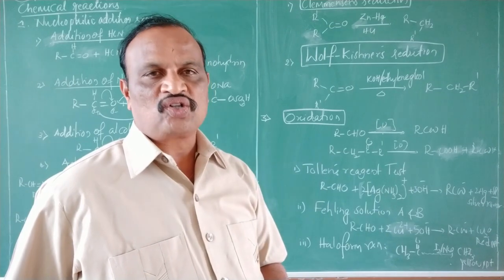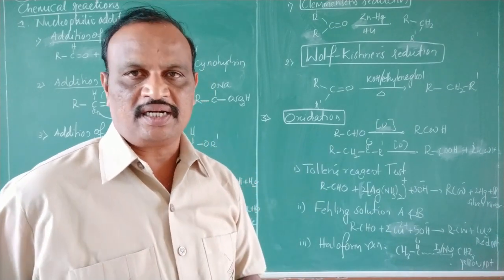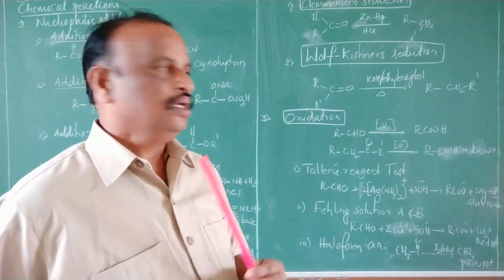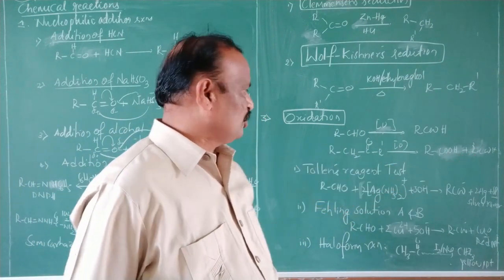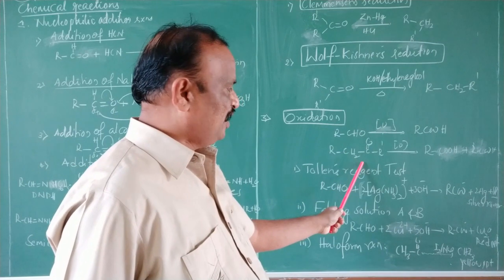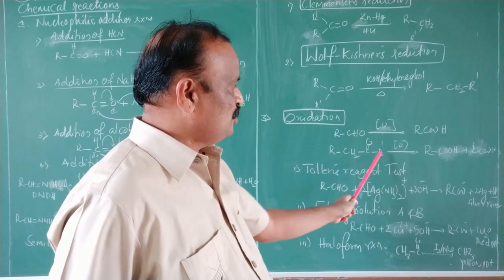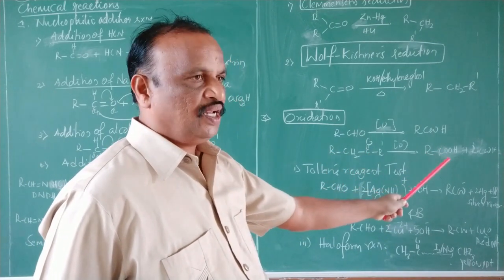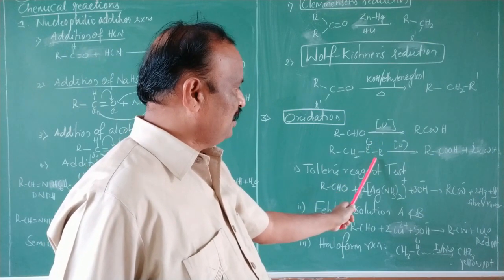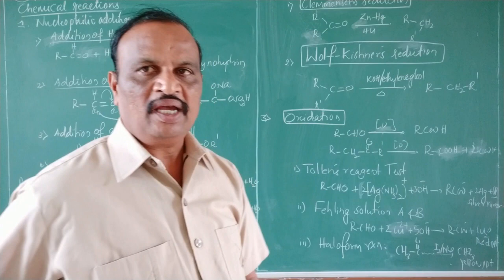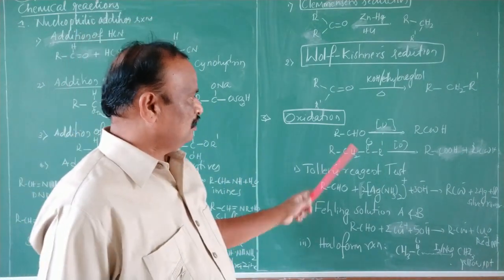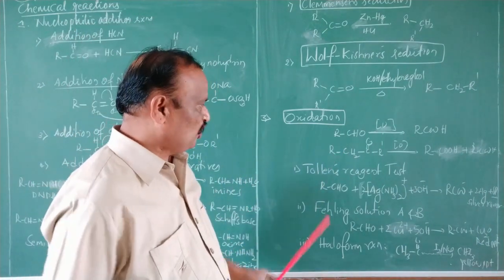However, with a strong oxidizing agent like concentrated HNO3, ketones form a mixture of two carboxylic acids. If cleavage takes place like that, on one side it is going to convert into an acid, and on the other side it will be another acid. Like that, oxidation takes place there.